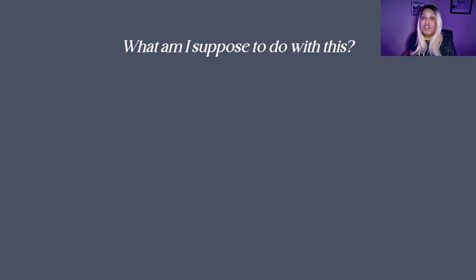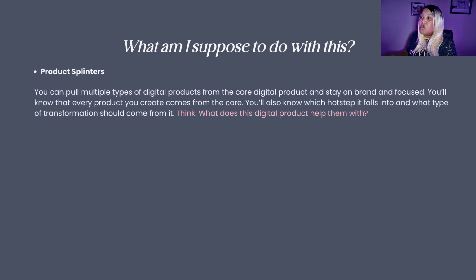So what am I supposed to do with it? Build product splinters from it. You can pull multiple types of digital products from the core digital product and stay on brand and stay focused. You will know that every product you create comes from the core. You will also know which hot step it falls into when you're pulling it and what type of transformation should come from it. So it doesn't matter if you're making a lead magnet or whatever you're making. Even a lead magnet should have a result. It shouldn't be pointless.